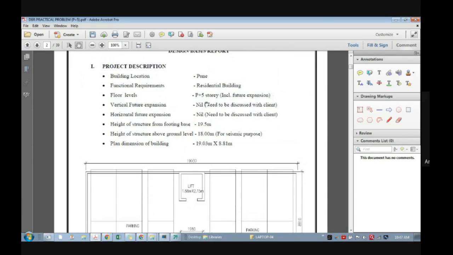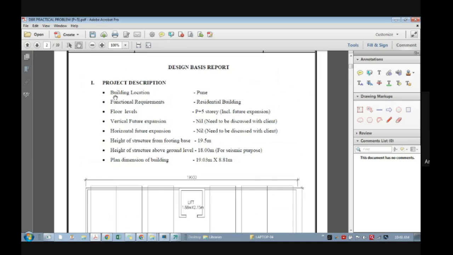Okay, so if you look at this, once you read this, you will understand everything actually. So if you are a beginner, this document will also help you to understand the project and everything in it. So now in this DBR project description, let's go one by one. Location is Pune. So you can understand where the location is. Functional requirement, it is a residential building. How many stories are there? P plus 5 stories, including future expansion.